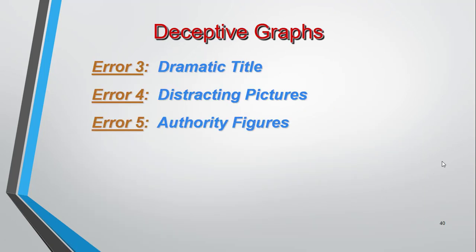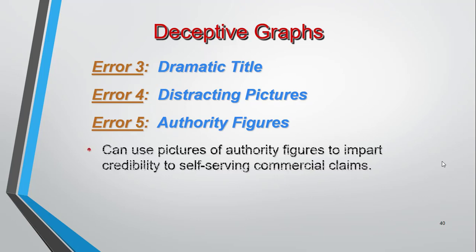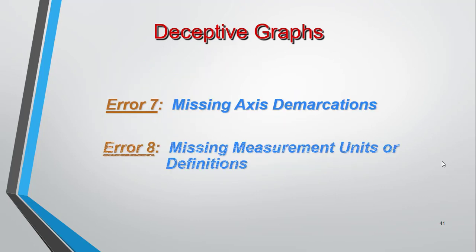Dramatic title. That's not good. That's error number 3. Error number 4, distracting pictures. No good. Authority figures are probably not good, unless the authority really knows something. Sorry, I have the missing number 6; it's in the next slide. Number 7, missing axis demarcations. You do not demarcate the axis. That's not good.